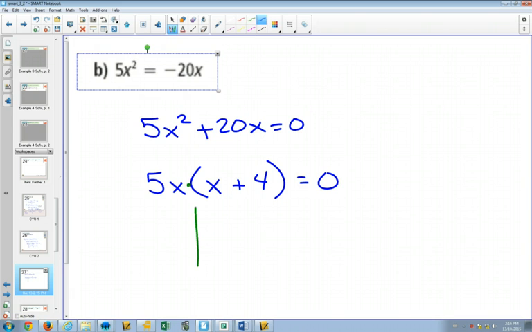Could 5x ever equal 0? Yes. If x were 0, 5x would be 0. Could x plus 4 ever equal 0? If x is negative 4, then x plus 4 is equal to 0.